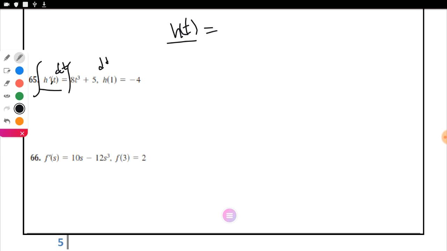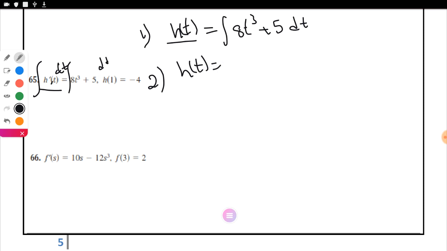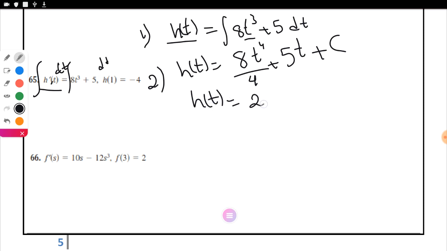What is the integration of this side? The integration of 8t to power 3 plus 5 with respect to t. Don't forget the variable of the integration. Second step, do the operation. 8, what is the integration? It will be t to power 4 over 4, plus 5, the integration of any constant, the constant multiplied by the variable of integration, plus C. I prefer to simplify it: 2t to power 4 plus 5t plus C. Now this is called what?